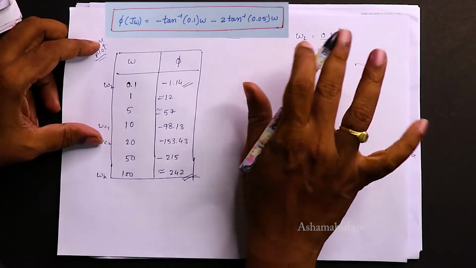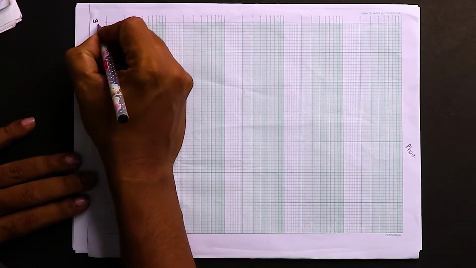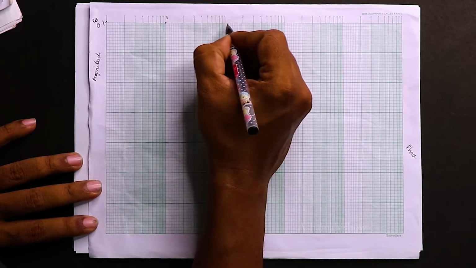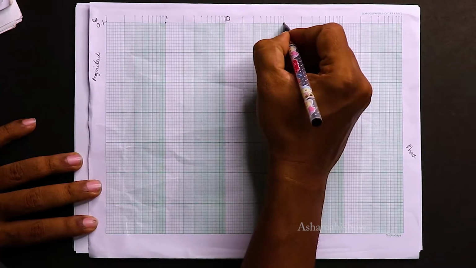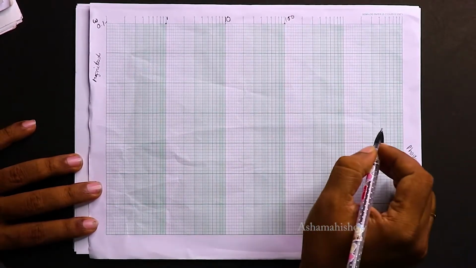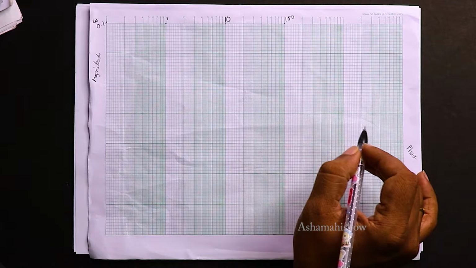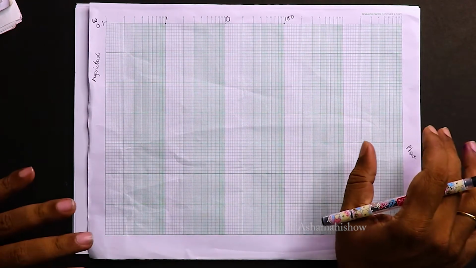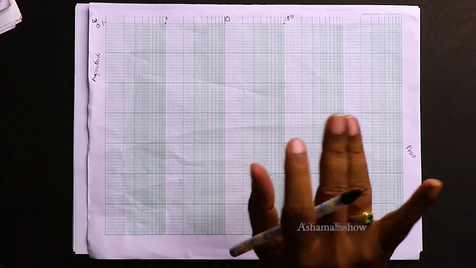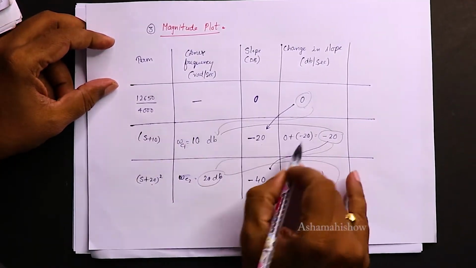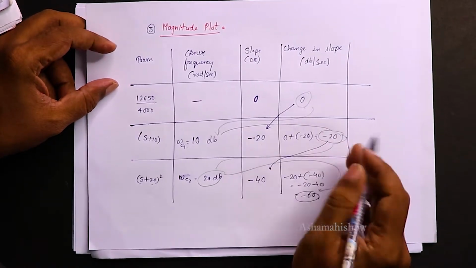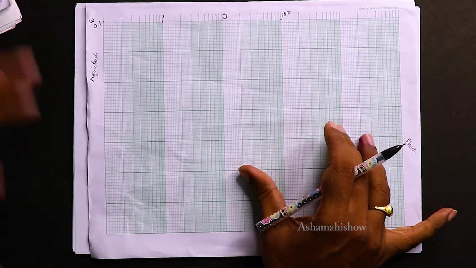So we'll start with 0.1. If I take 0.1, then after 10 divisions we have here 1. Another 10 divisions, this is 10. And here we have 100. For drawing a magnitude plot, this is a bit difficult. Actually, for the magnitude plot we have all these slopes, right? For this minus 20, minus 60 slope we have, and for 0 slope we have. For slopes, I'll tell you an easy way.